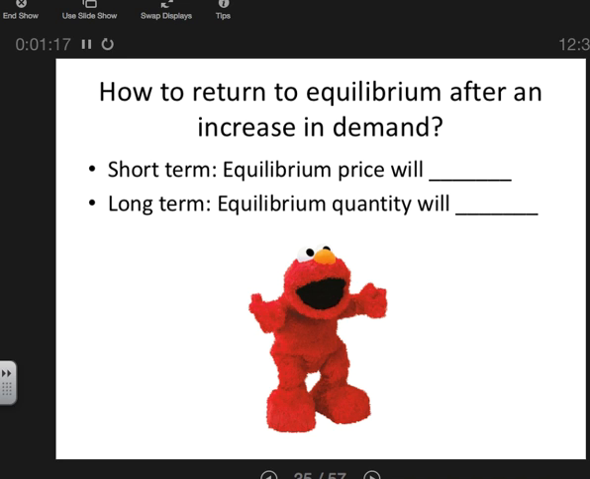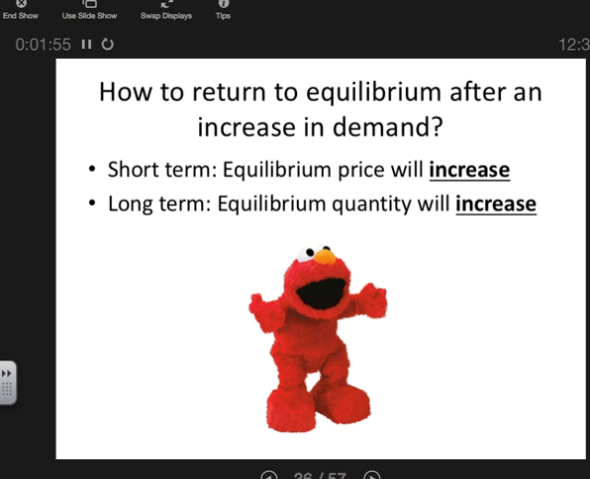So how do we return to equilibrium after an increase in demand? What do we have to do in the short run? If we want to get to the equilibrium price quickly, and we're at a shortage, what do we need to do? We'd have to increase it. And then the long-term equilibrium quantity will also have to increase as we increase our supply. So short run, equilibrium price, that's the quick fix: increase the price, just as we saw in that video clip. Equilibrium quantity, what we'll do over time is increase it as well.